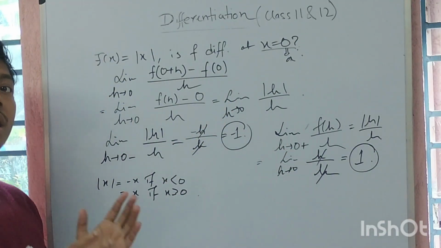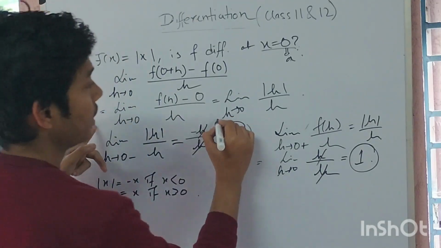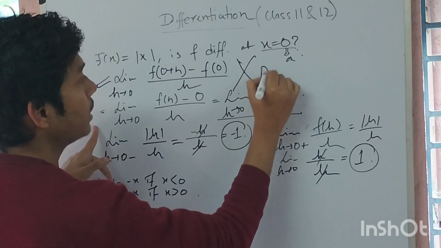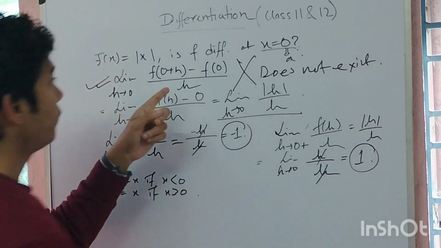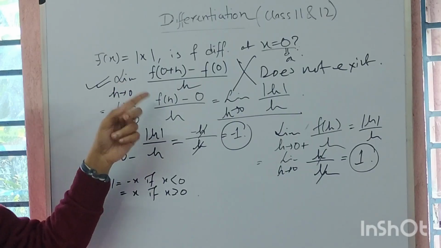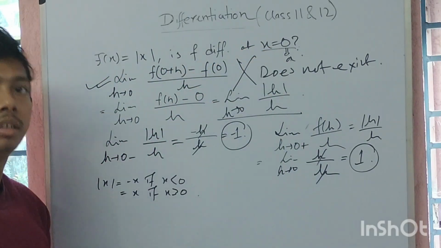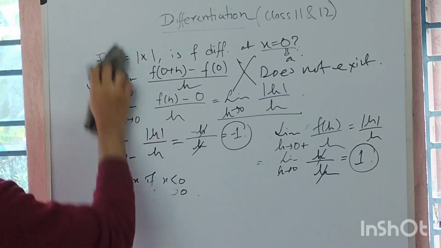Both are not equal. That's why this limit does not exist. If this limit doesn't exist, it means the differentiation of f(x) at x equals 0 doesn't exist. Clear? Fine.